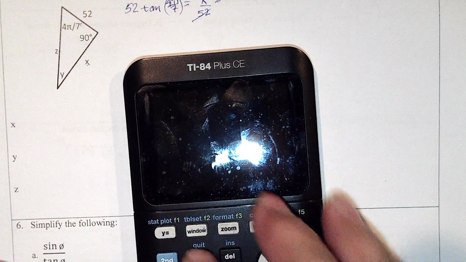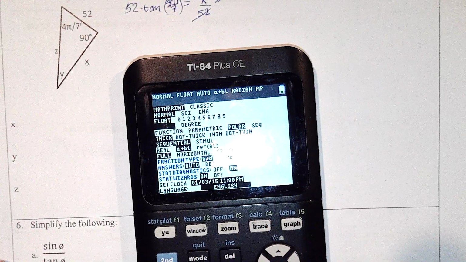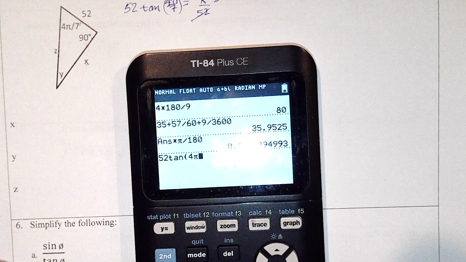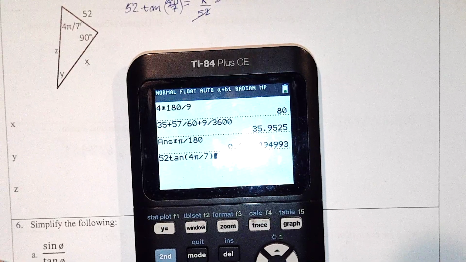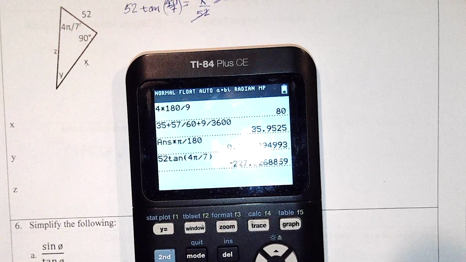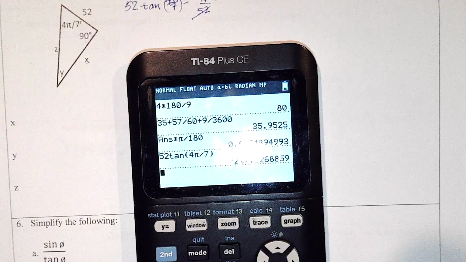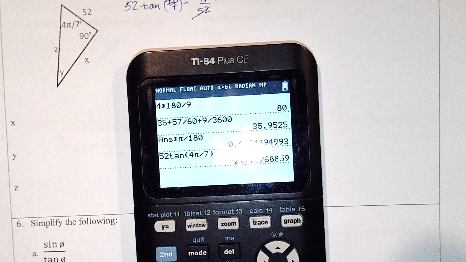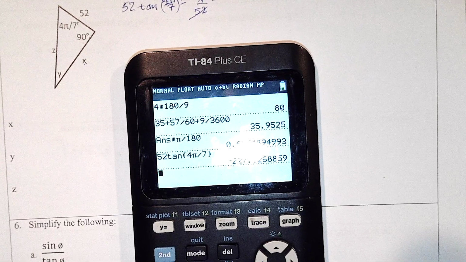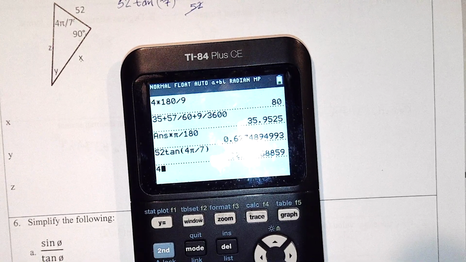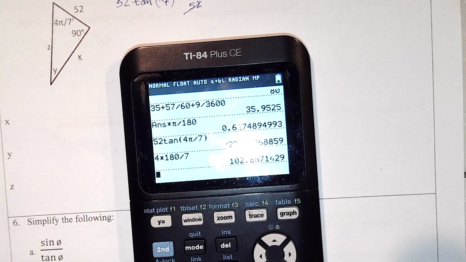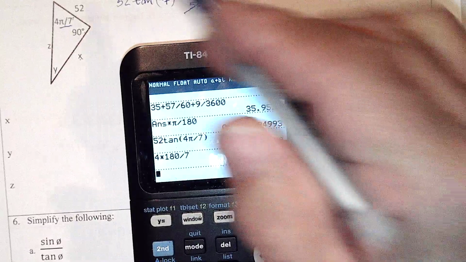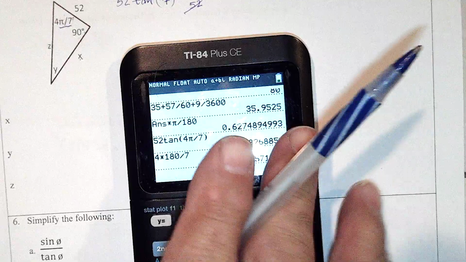So mode has to be in radians. 52 tangent 4 pi divided by 7. Did I not change? I did change my mode. Uh-oh. I think maybe, let's see. I made a triangle that's not possible. That angle is bigger than 90, and so we'd have a triangle that's more than 180. So this is oopsie on me.